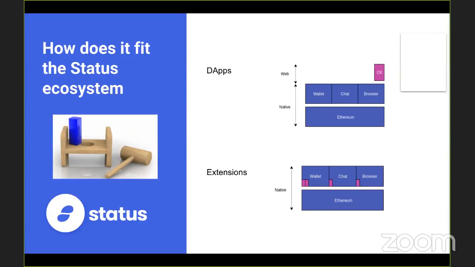I think this is very interesting for dApp developers, because they can leverage our contacts, for instance. They don't have to rebuild a set of contacts, and they can directly send chats, which is something unique to Status: peer-to-peer chat. So hopefully you can see the difference between dApps and extensions.